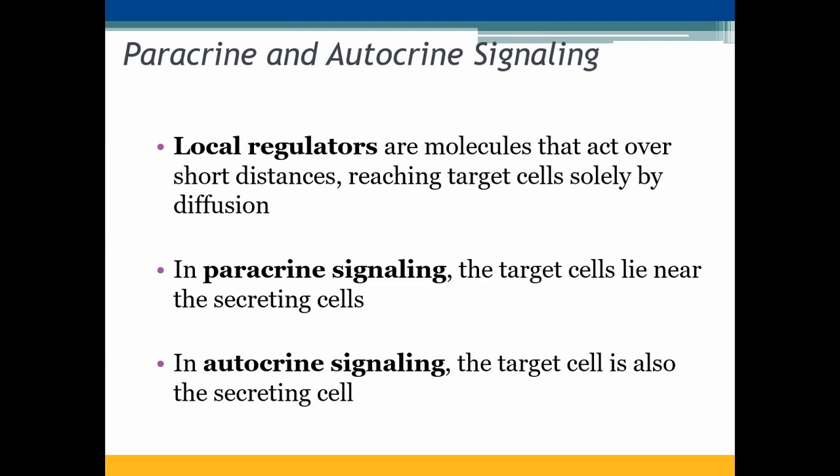So paracrine and autocrine are local regulators, molecules that act over short distances, reaching target cells solely by diffusion. In paracrine signaling, the target cells lie near the secreting cells. In autocrine, it is the same cell.